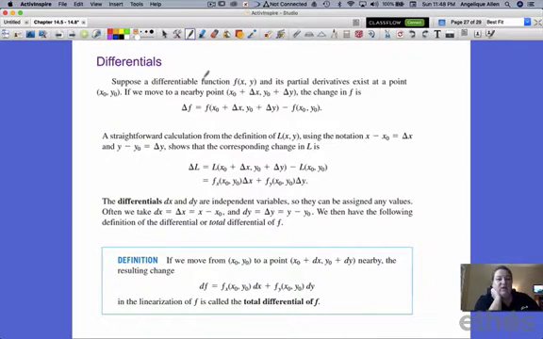So we've got a differentiable function of x and y, and all of its partial derivatives exist at our initial point. And then we're going to move to a nearby point by changing x and changing y a little. And so the change in f is our function evaluated at x naught plus delta x and y naught plus delta y, subtracting the value at the original point. So the difference between our function value at our starting point and our function value at our ending point would be the change in our function value. So the change in x is x minus x naught.